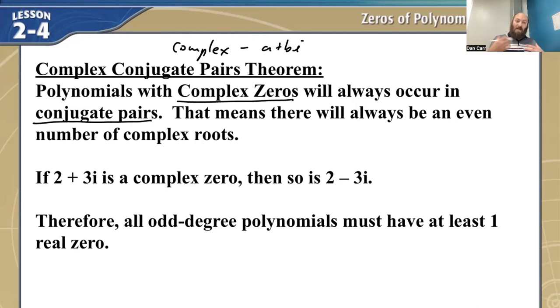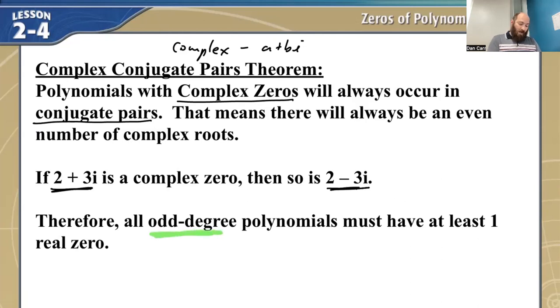It's an imaginary number. But whenever we have complex zeros, they always occur in conjugate pairs. This means that there'll always be an even number of complex roots. So for example, if 2 plus 3i is a complex zero, 2 minus 3i is a complex zero as well. The conjugate is referring to the plus and minus. So it's the same exact values, the same order, the 2 and the 3, but it's a positive version and a negative version.